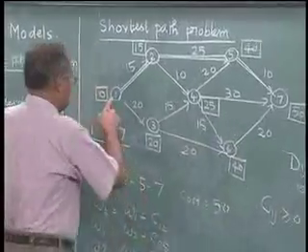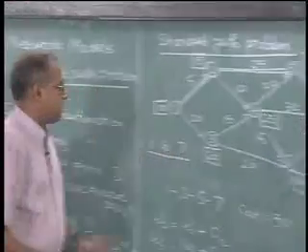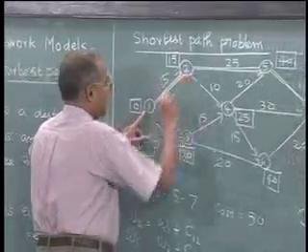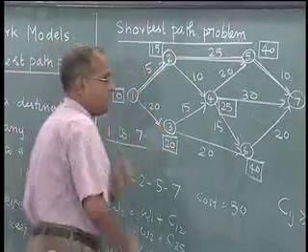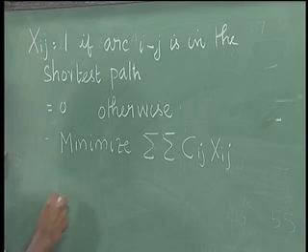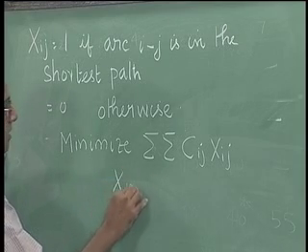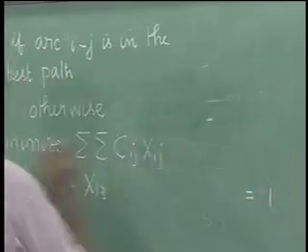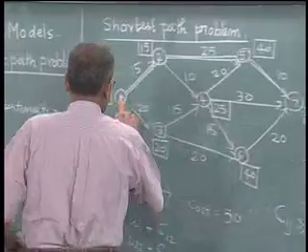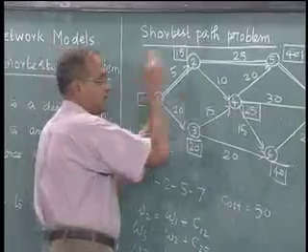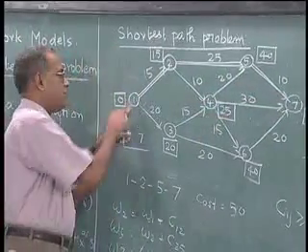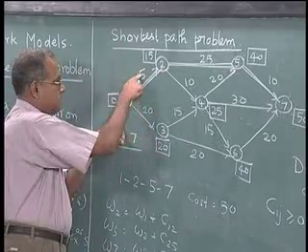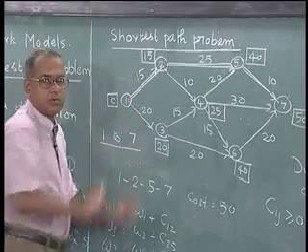Now, if we take this node 1, which is the starting node, now this being the starting node, we should have at least one arc that leaves this node. So, we should write a constraint that x12 plus x13 should be equal to 1, because we have to leave this node in order to reach this destination. So, we can leave this node either through this or through this. So, we say x12 plus x13 is equal to 1.